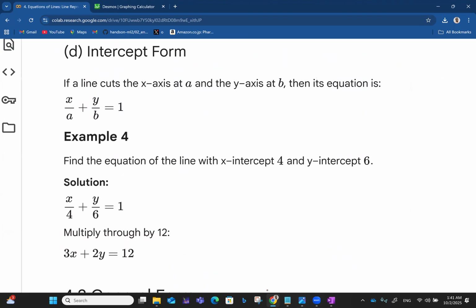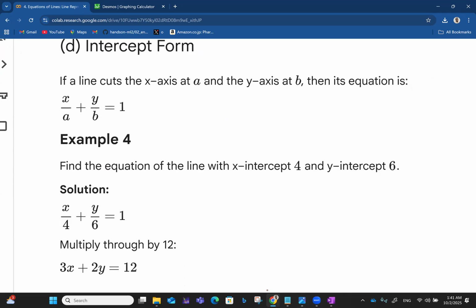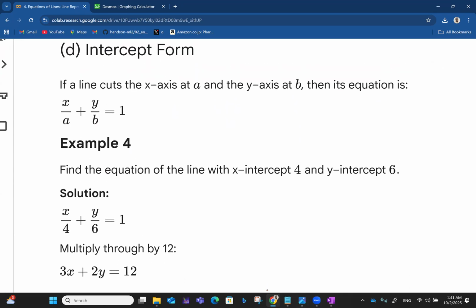Okay, so let's go ahead and look at the intercept form. If a line cuts the x-axis at A and the y-axis at B, then its equation is x over A plus y over B equals 1. As simple as that. So we want to find the equation of the line with x-intercept 4 and y-intercept 6. So it passes through the x-axis at 4 and the y-axis at 6. The equation is simply x over A plus y over B equals 1. Simple. So we come back here.